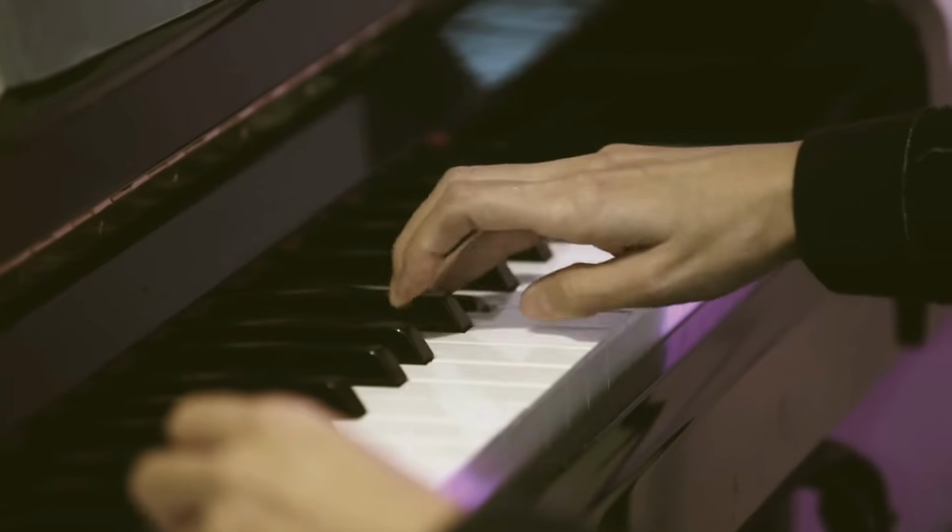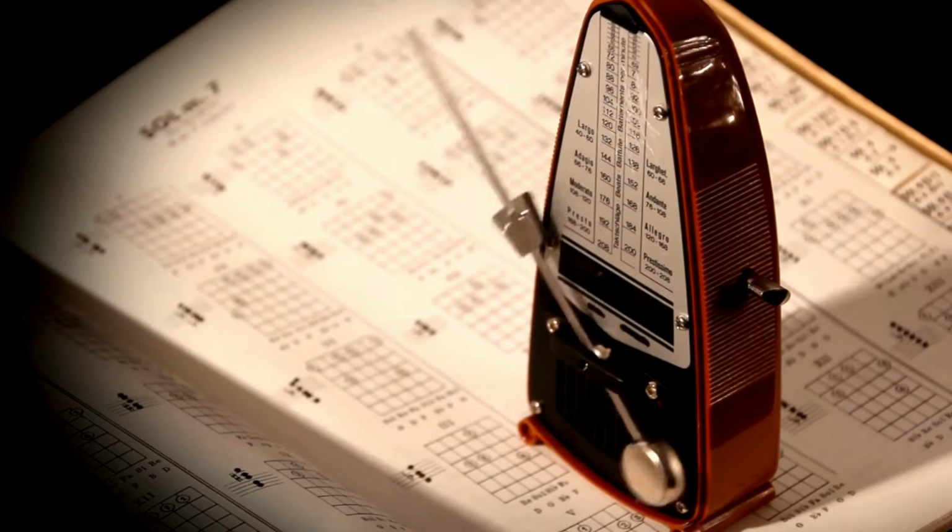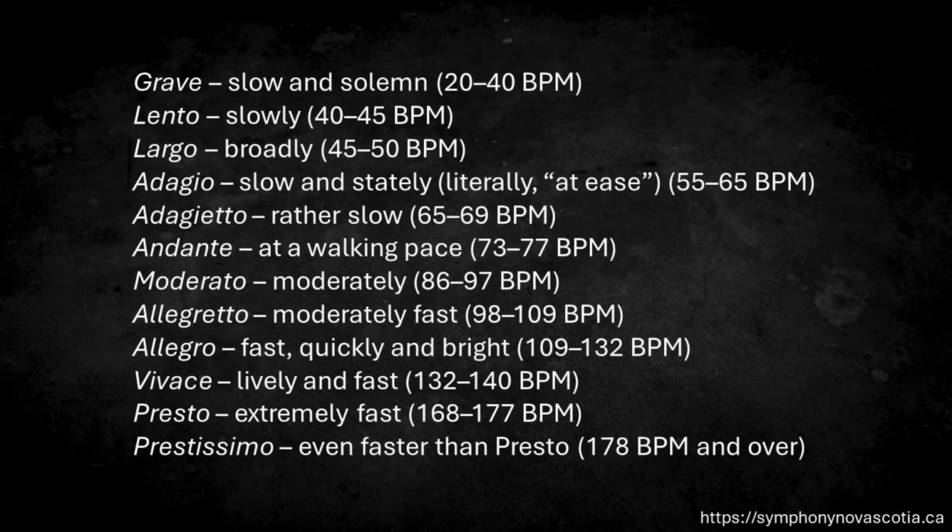It determines how fast or slow the beats of the music are played or sung. Tempo is indicated by BPM, which stands for beats per minute. This measurement specifies the number of beats or pulses within 1 minute of time in a musical piece. These are some of the tempo indicators based on BPM.